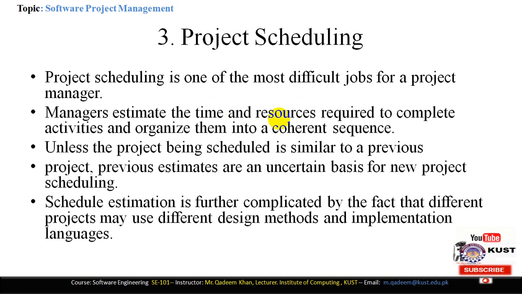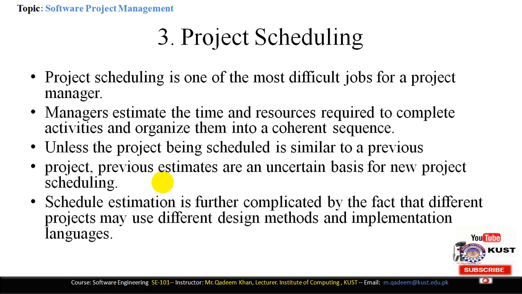complete this particular task. Unless the project being scheduled is similar to a previous project, previous estimates are an uncertain basis for the new project schedules. So we can use the previous schedule as well. For example, if we have completed a previous project which has similar functionalities or similar resources as compared to the current project, then we can use the estimates in the current project as well.